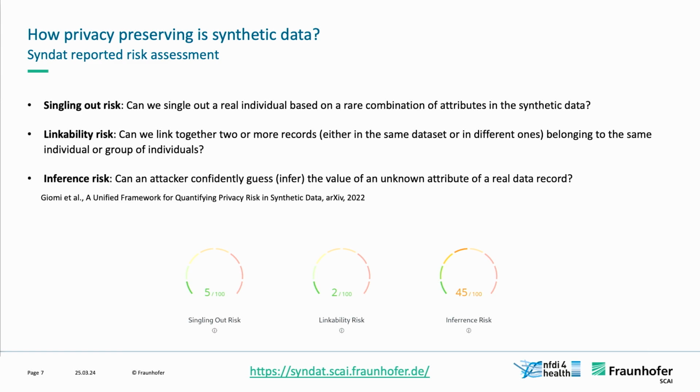Singling out is the risk that we could identify an individual looking at some attributes from synthetic health data. The other one, linkability, is whether we could identify that two records would belong to the same person from the real data set, just looking at attributes from synthetic data. And the last one is the risk that we could, let's say, infer some unknown data from the real data set, just looking at the synthetic health data.